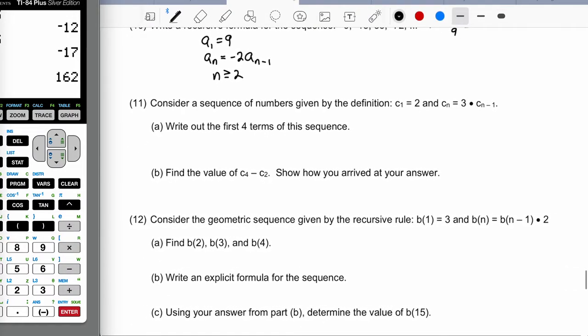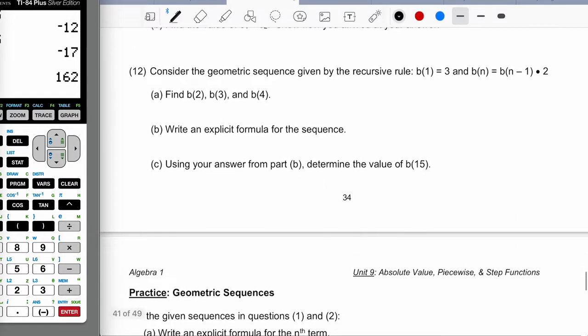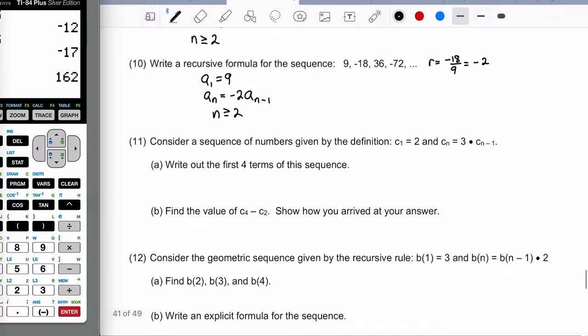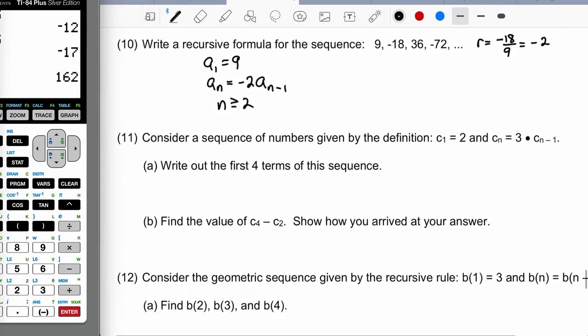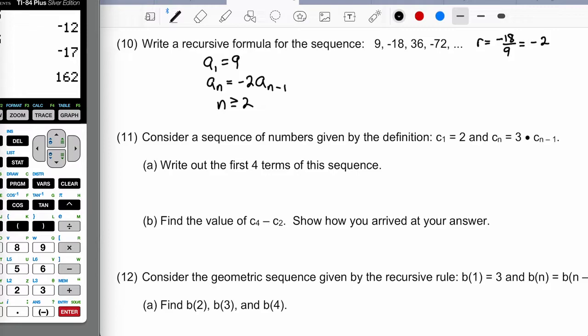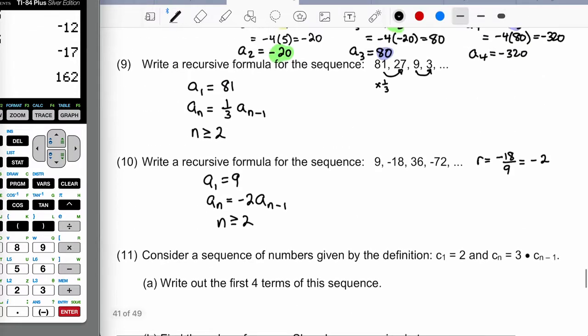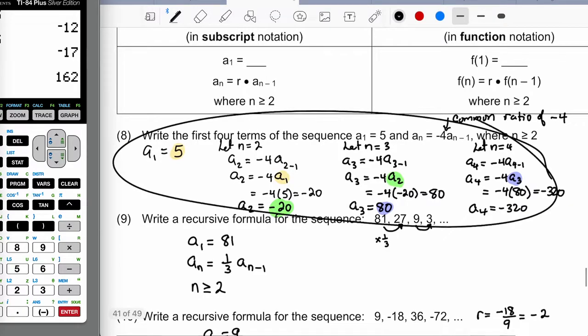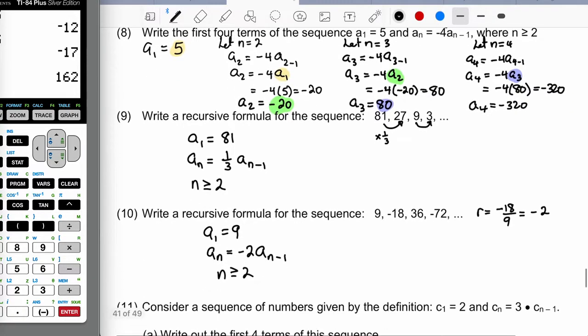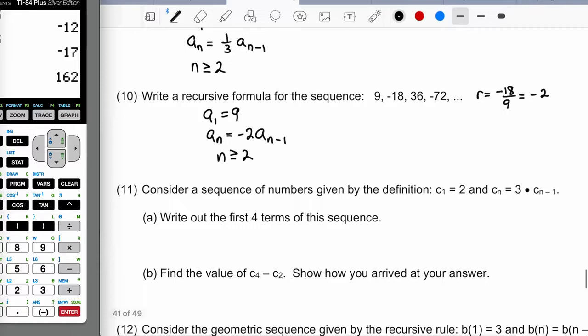All right. And we have some other follow-up questions here before we get to the assignment. But the follow-up questions really, first 4 terms of the sequence, I'm not going to do it using this approach because it takes too long. What I'm going to do is look at this and say there's a common ratio, an r value of 3.